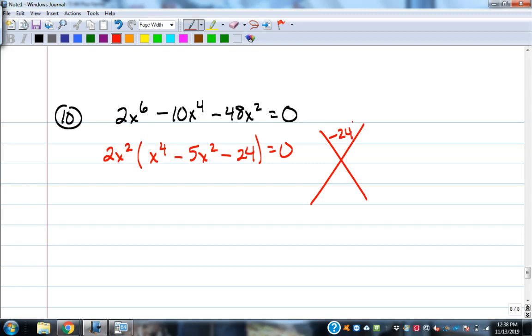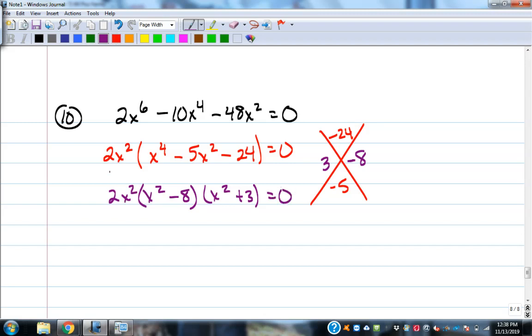Negative 24, negative 5. Almost. 3 and negative 8. Okay. You got to add to be a negative 5. So that's going to be x squared minus 8, x squared plus 3, and then the 2x squared that was already out there.